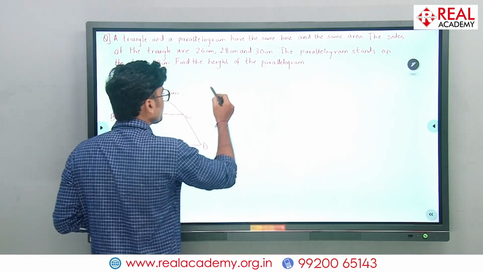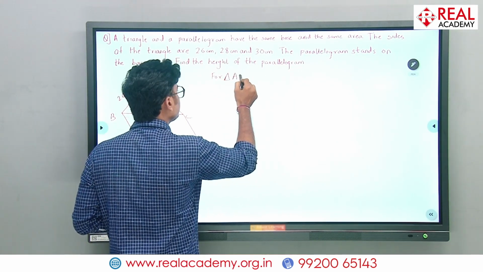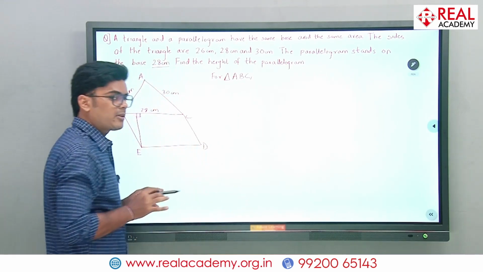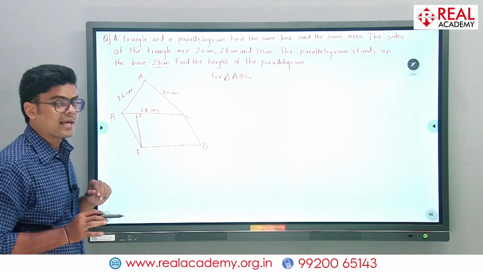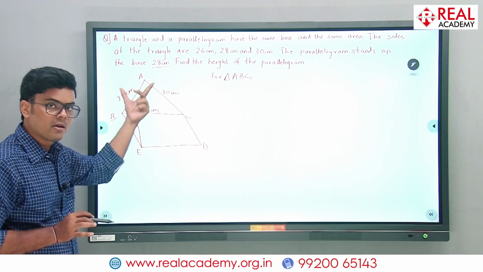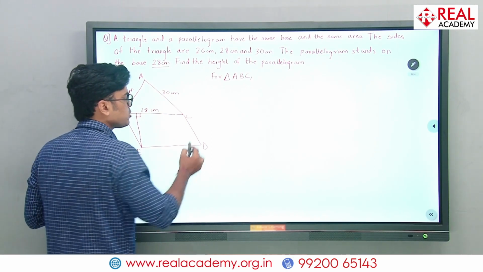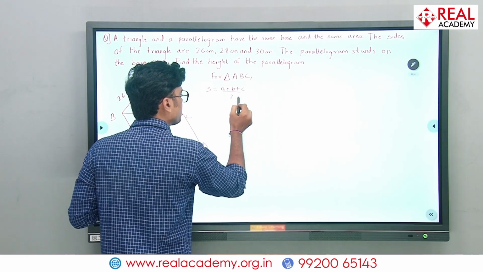So let us calculate for triangle ABC. First, we are using Heron's formula. Since we are using Heron's formula, we will calculate the semi-perimeter. Why are we using Heron's formula? Because for this triangle, we don't know the height. So the semi-perimeter will be A plus B plus C divided by 2.